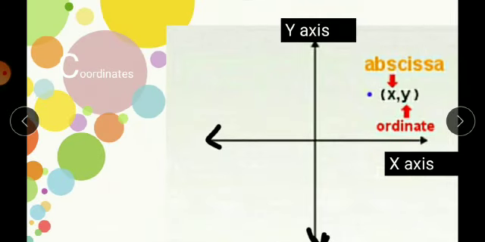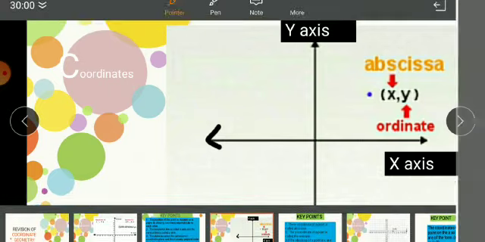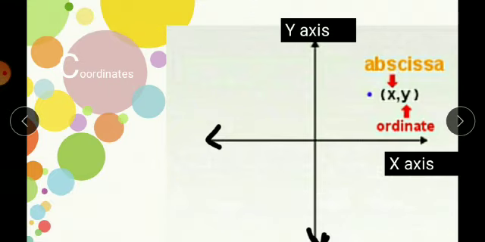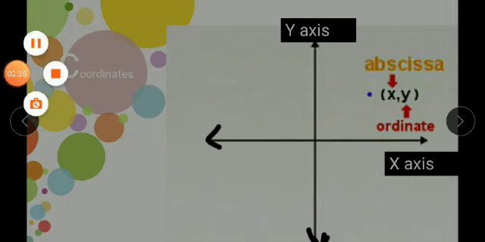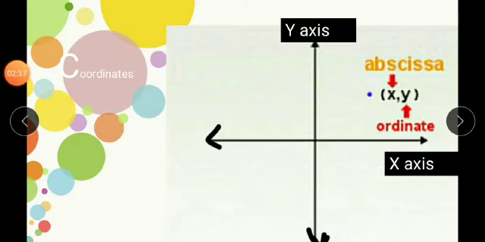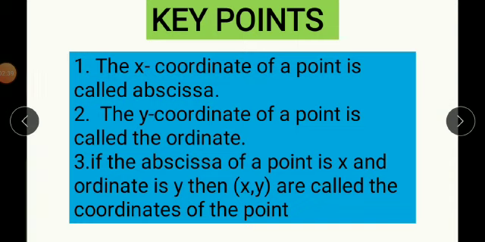Now, the x coordinate of a point is called the abscissa and the y coordinate of a point is called the ordinate. If the abscissa of a point is x and the ordinate is y, then x, y are called the coordinates of a point. Now go through the key point.